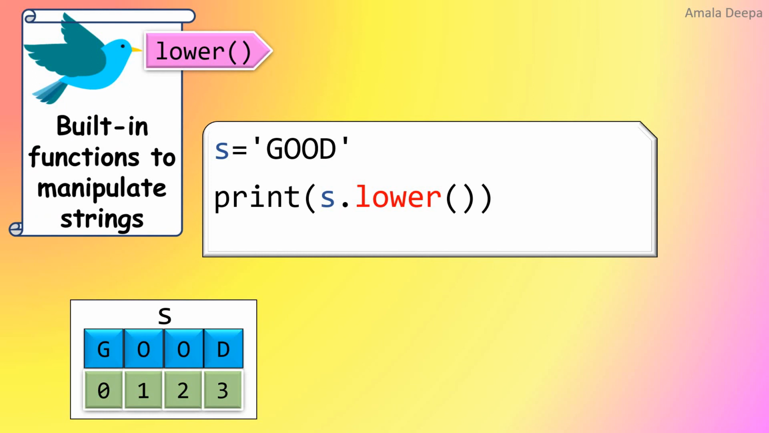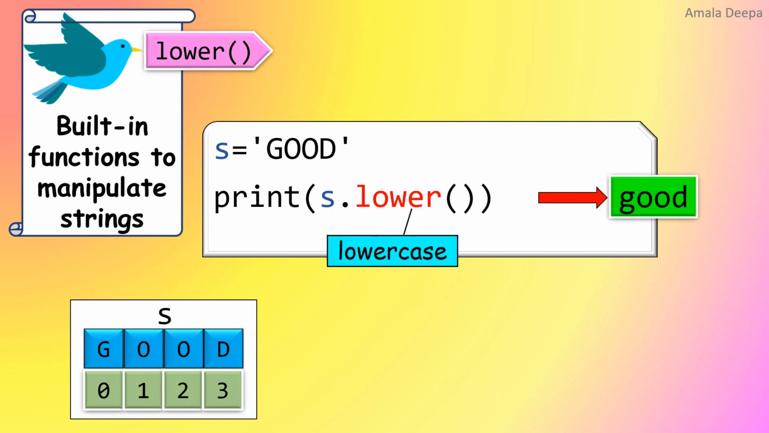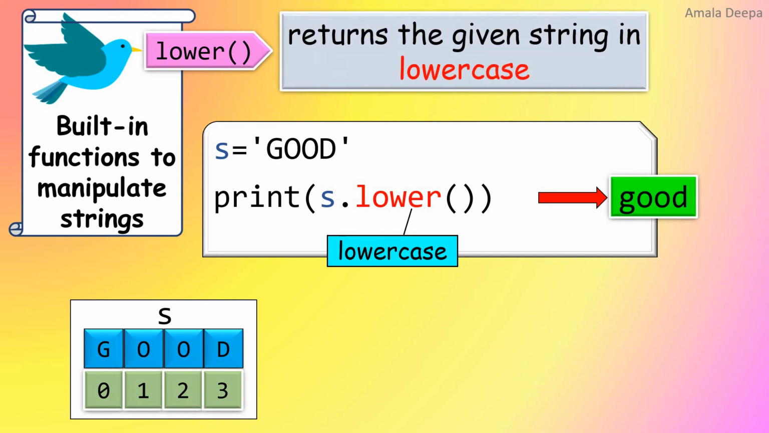The next function is lower. So look at the example. S is equal to GOOD. All the characters in GOOD are in uppercase. Print S dot lower. So the output will be good with all the characters in lowercase. So that is the meaning of the lower function. The lower function returns the given string in lowercase.